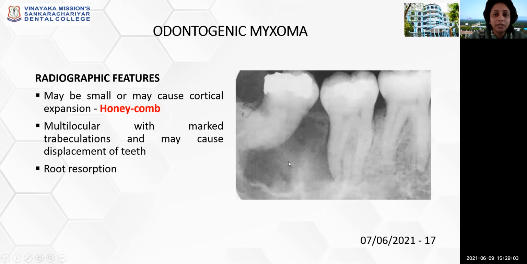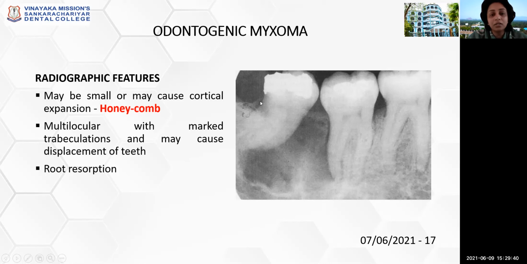Next one is the odontogenic myxoma. This is also an odontogenic tumor, but here also we can make out that the radiolucency spreads along the margins of the teeth, and the multilocular or honeycomb pattern can be well appreciated. The teeth will always be displaced from their position, and there will always be root resorption. So these are the few rarities which, even though they mimic a periapical radiolucency, we can still diagnose as odontogenic tumors.